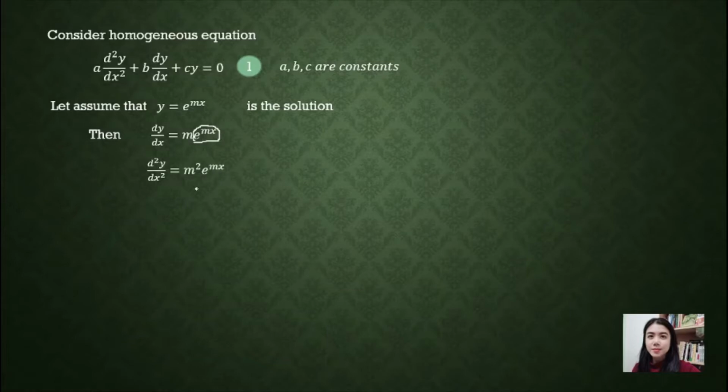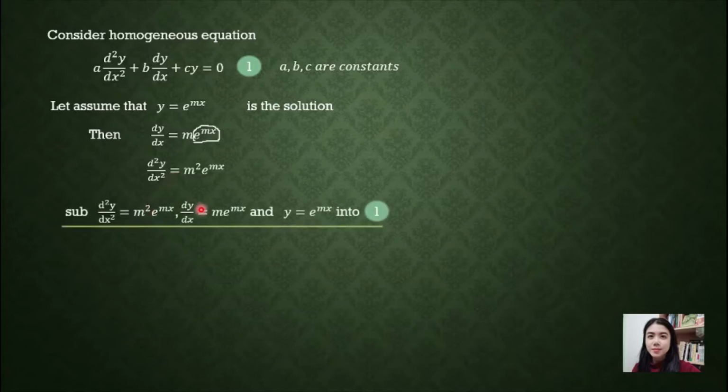Now once you have obtained the second order derivative, what you have to do is substitute the second order, first order, and the y into your equation number 1. So you have a multiplied with the second order derivative, that is m squared e^mx, plus b with the dy/dx, plus c with the y, and let it equal 0.